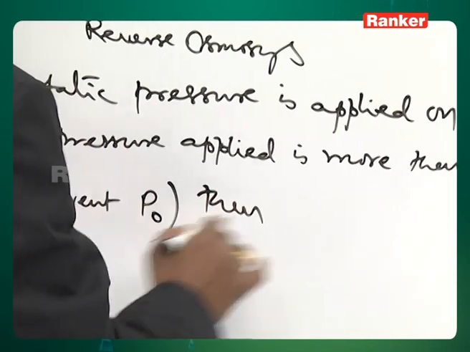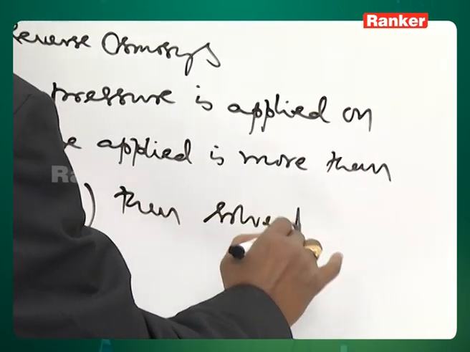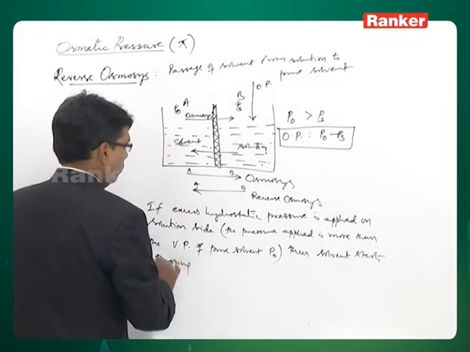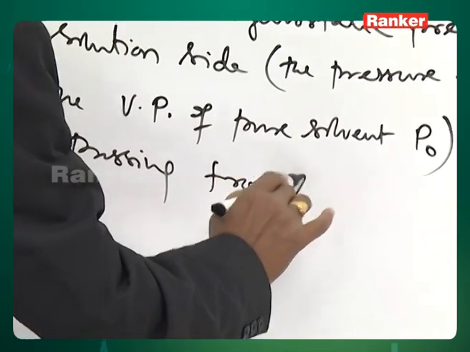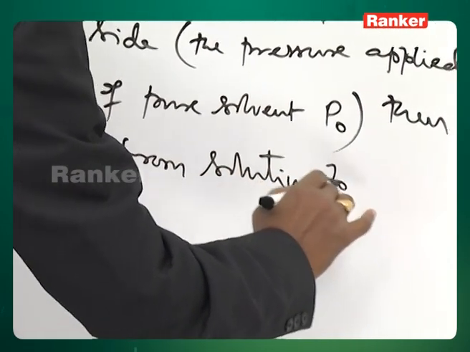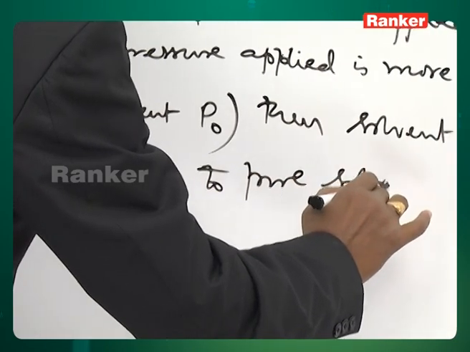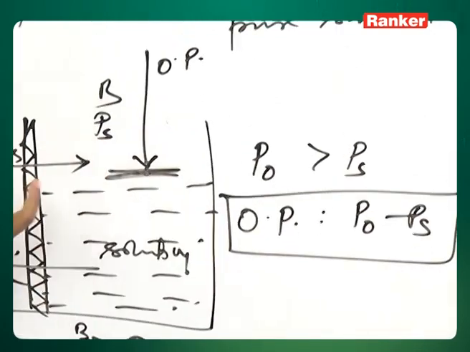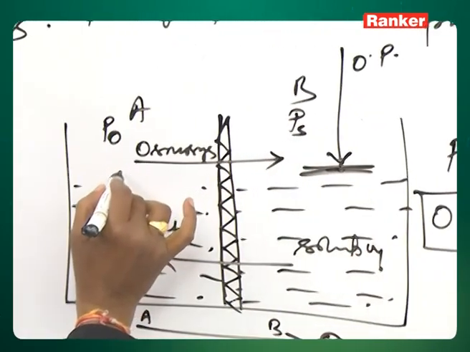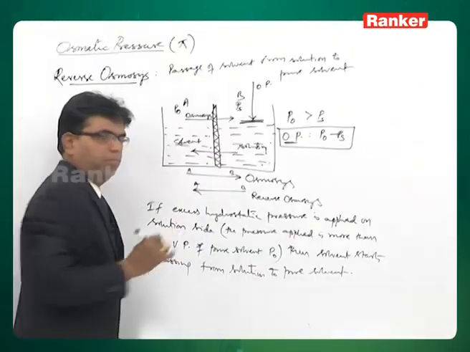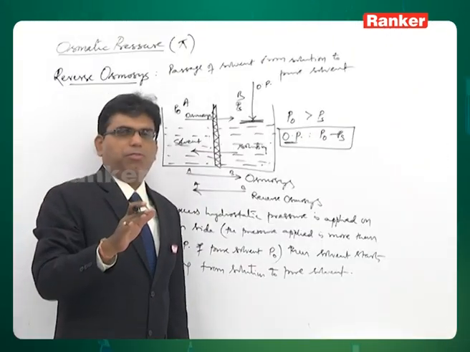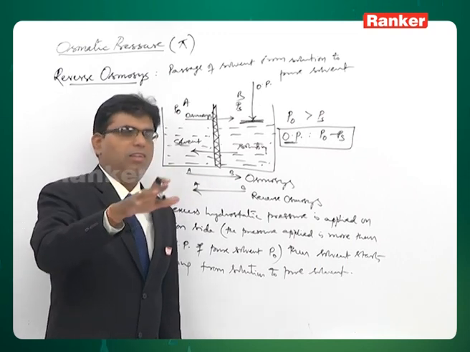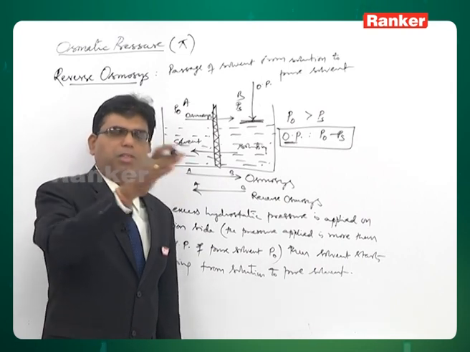Then solvent starts passing from solution to pure solvent. So, what happens if the pressure you are applying is exactly equal to the difference it has with the P naught, which we call osmotic pressure, P naught minus Ps? Then in that case the flow of solvent is not taking place either from side A to side B or from side B to side A.